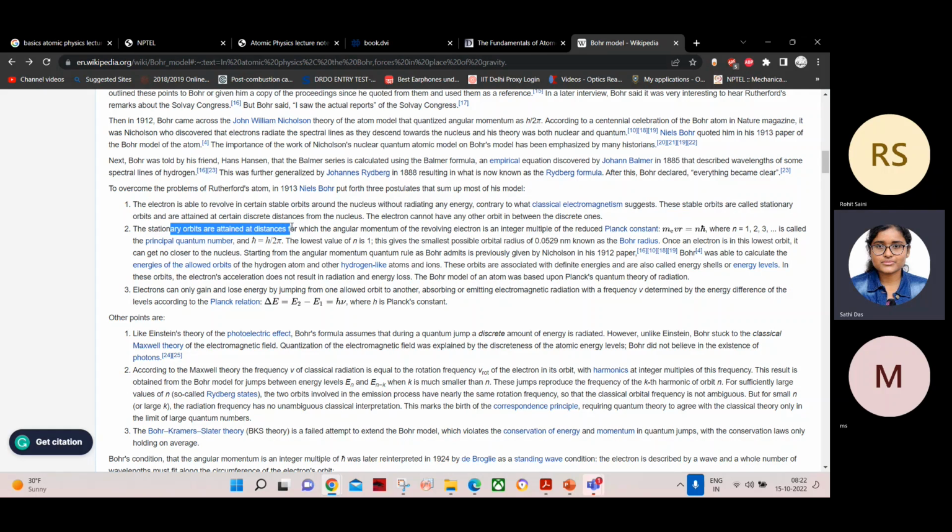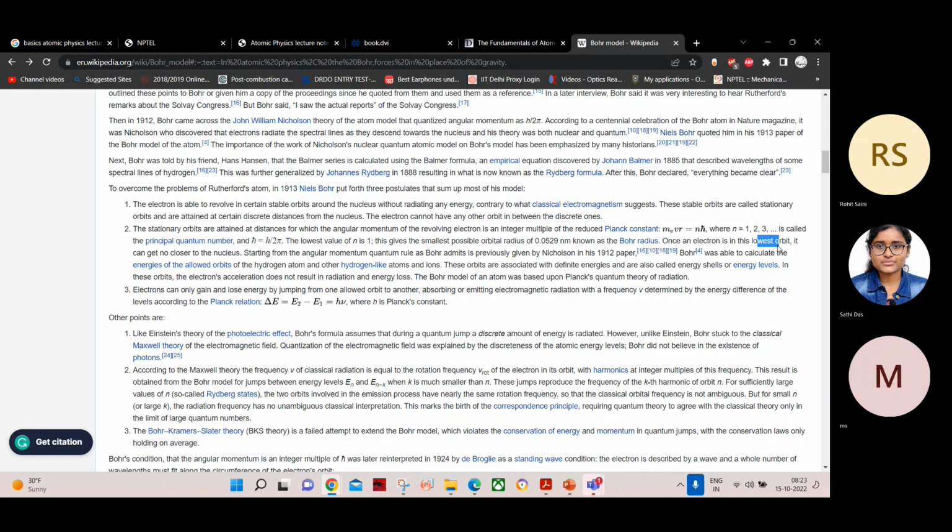And the stationary orbits should follow a particular discretization rule in terms of the angular momentum of the revolving electron, and that should be mvr equals n h-cross, and this n is called the principal quantum number. If an electron is in its lowest orbit, it can go no closer to the nucleus, and it will remain in the lowest orbit. It will not jump to the nucleus unless there is some nuclear phenomenon like electron capture. That is a completely separate thing.